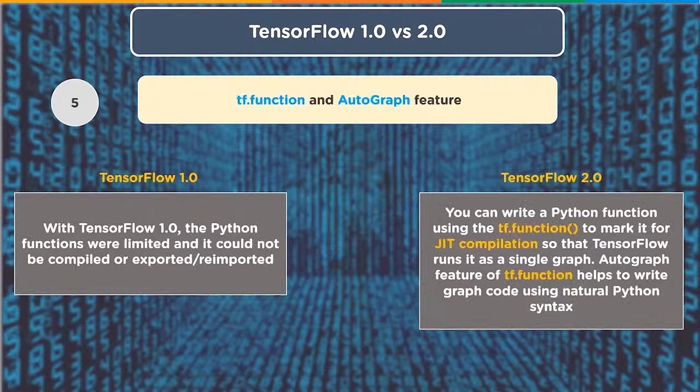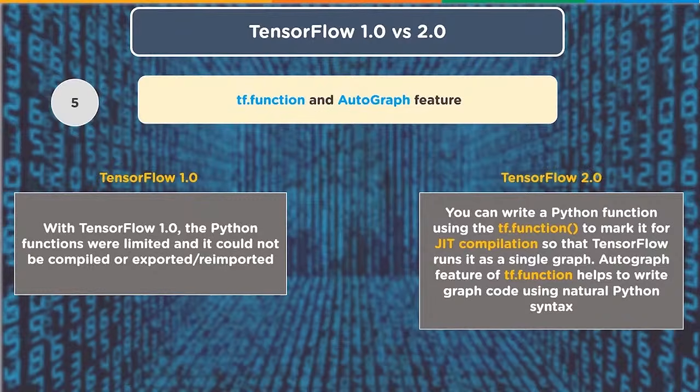And then we have our tf.function and autograph feature. In the old version, TensorFlow 1.0, the Python functions were limited and could not be compiled or exported, re-imported. So you were continually having to redo your code, and you couldn't very easily just put a pointer to it and say, hey, let's reuse this.